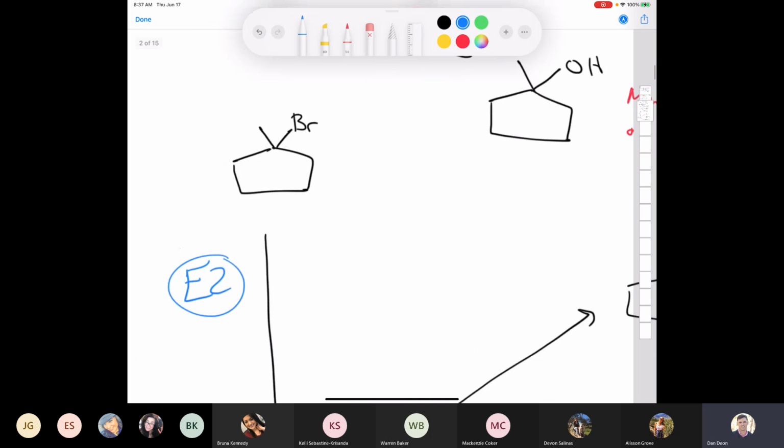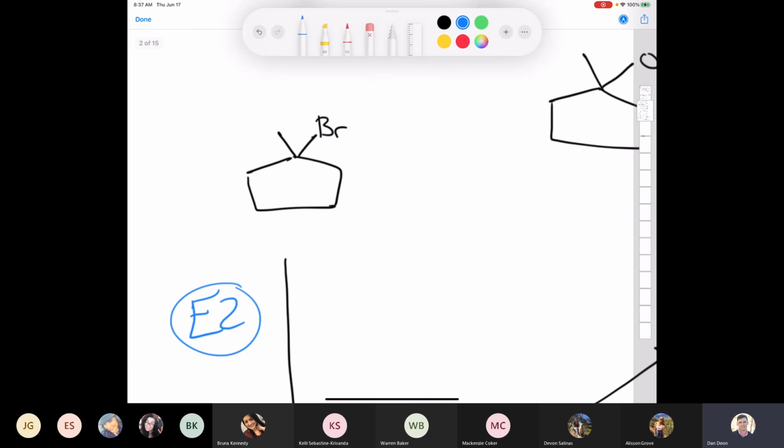Right, because if you look at this compound, this is our alpha carbon here. We have the beta proton here, that type of beta proton, but we also have beta protons here, right? If you pull off the one in black, you end up with the double bond here.